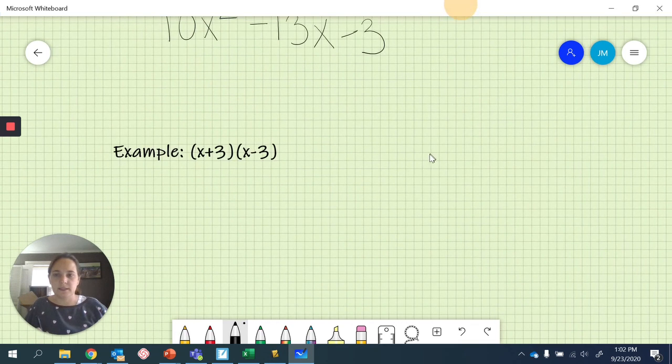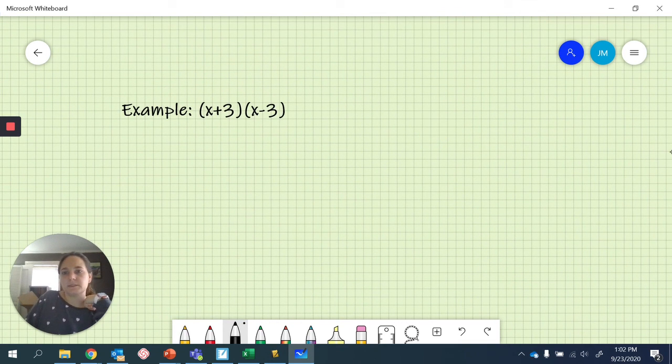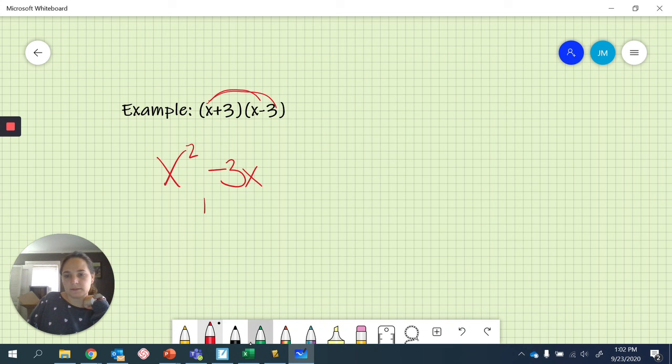All right, let's do one more. So x plus 3 times x minus 3. So I'm going to start, and we're going to do x times x and x times negative 3. And x times an x is x squared. X times negative 3 is negative 3x. Then 3 times x, and then 3 times negative 3. 3 times x is 3x. And then a 3 times a negative 3 is negative 9.